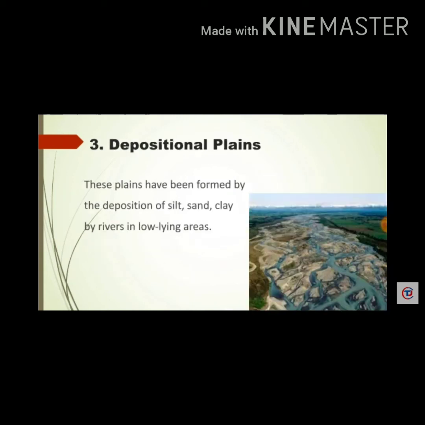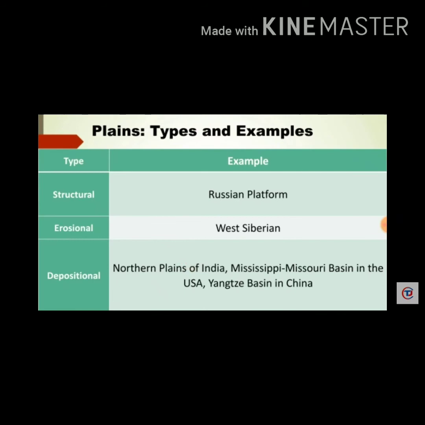Third is the depositional plain. As is also clear from the name, it is formed due to the deposition of sand, clay, or silt from other high places to the low-lying areas. So we can also say that the areas from where the wind and water erode the rocks become erosional plains. Where the weathering is taking place, it becomes erosional plains, and the area where the agents deposit the eroded material forms the depositional plains. Our Gangetic plains are a good example of it.